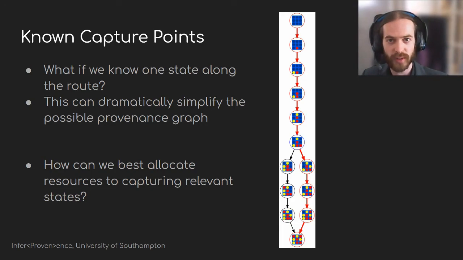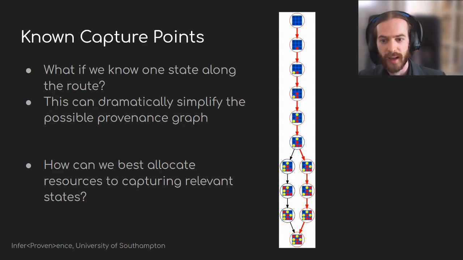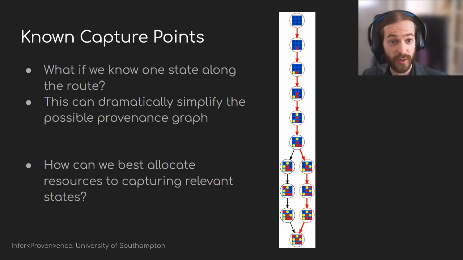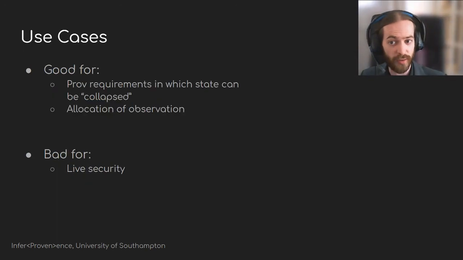This raises a number of interesting questions. How can we define what is the best of these snapshots to capture? How can we best allocate our resources as a result of that? And this moves us on to some of the interesting use cases of this. Possible provenance by itself is very interesting when we want to capture provenance, where we want some idea of the provenance that has occurred, but we don't necessarily care about the exact chain of resources, as long as we know that certain steps happened. For example, it may not matter which order they occurred in.